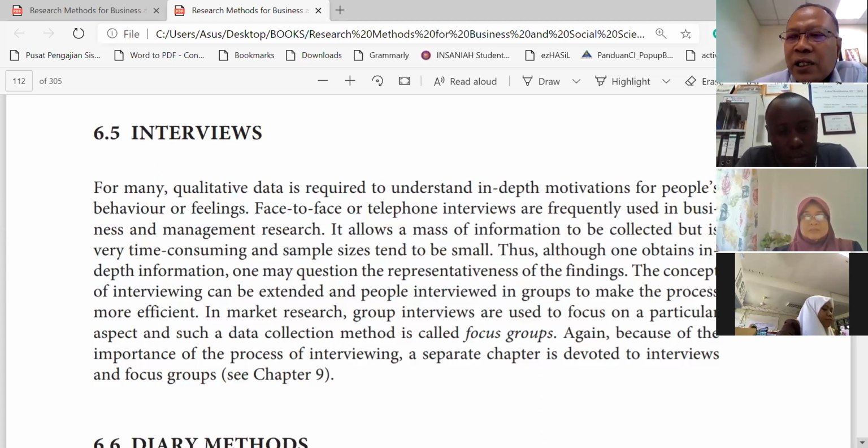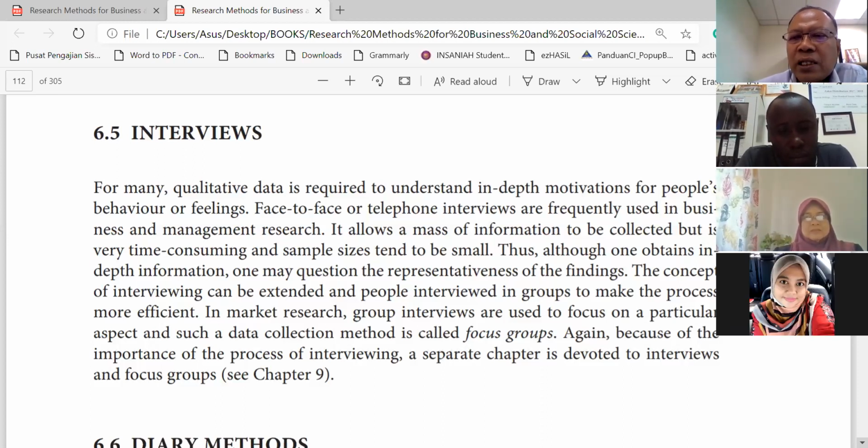In the interview, you can start with what we call interview protocol, where you have a set of questions to ask. And the advantage is after asking the questions, there are more questions that you can ask to get more in-depth data on the respondents. Unlike the questionnaire, you cannot add any more questions.